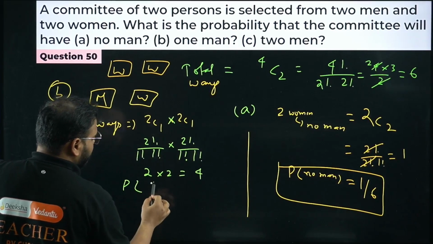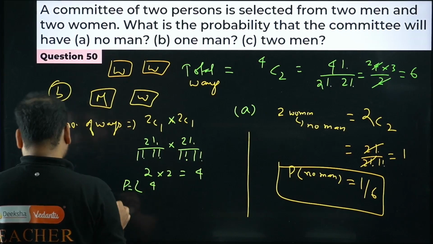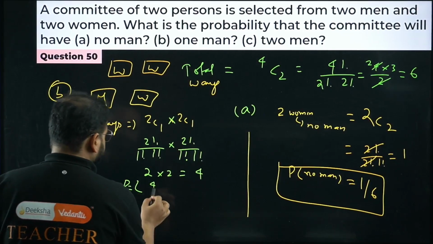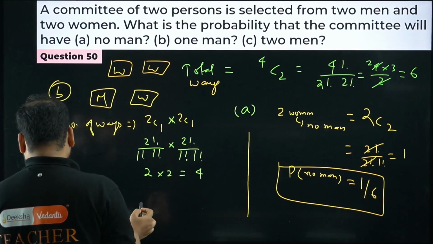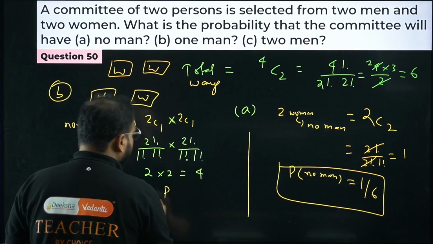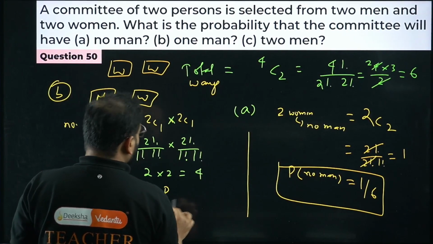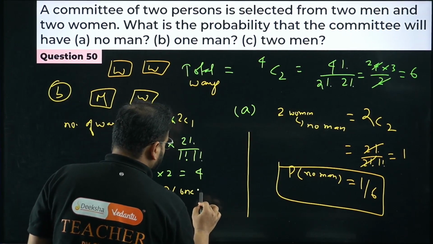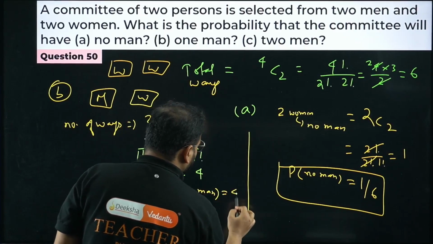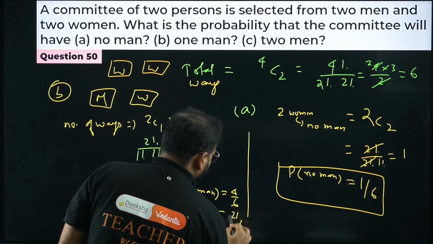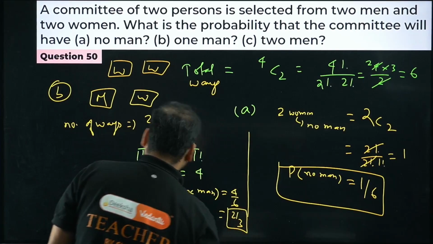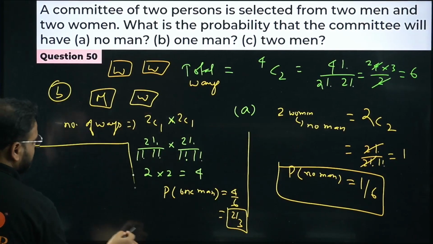Probability will become 4 by 6. Probability of what? No man, sorry, 1 man, right? Probability of 1 man will be 4 by 6, simply 2 by 3. Now we'll solve part C.